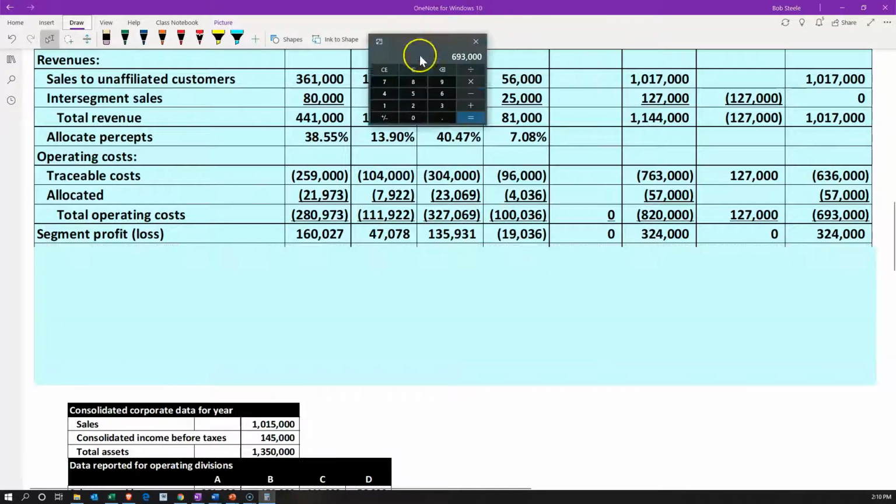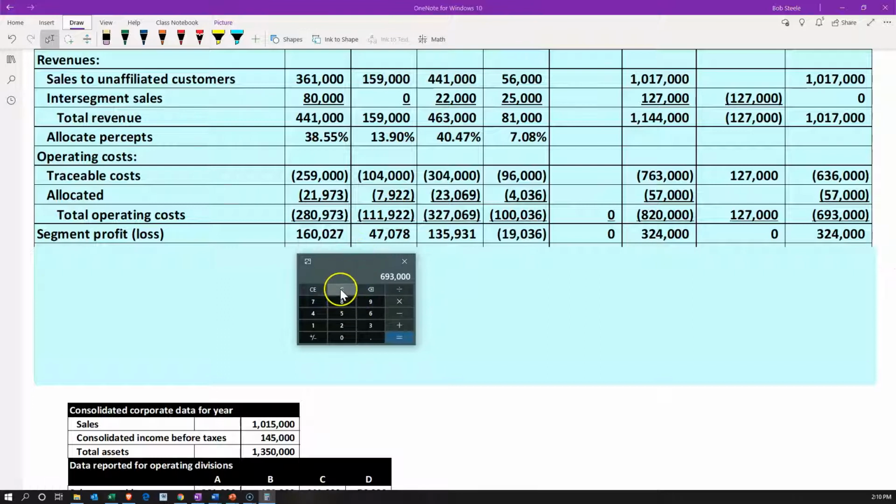So segment profit will be calculated as revenue minus the operating costs. So that's going to be the 441,000 minus the 280,973. That gives us the 160. I won't do this all the way across, but the 159 plus the 11, and then the 463 minus this, and then this minus that is going to give us our totals. Notice we have a loss for D here.